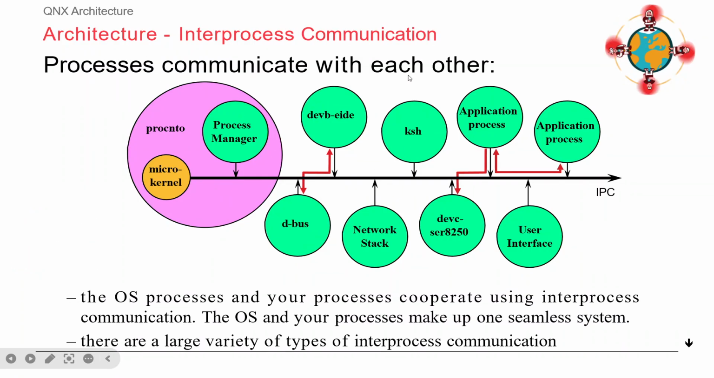So the process will happen like this. This is Proc nto, the microkernel available here. Here we have various processes, and each process will be communicated like this. In this way, it will be communicated. The OS processes and your processes cooperate using interprocess communication, and a large variety of types of interprocess communication are available.